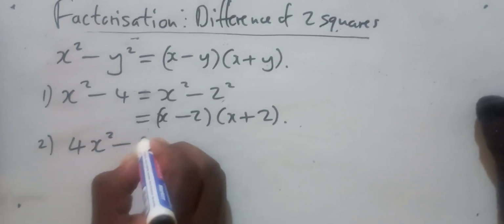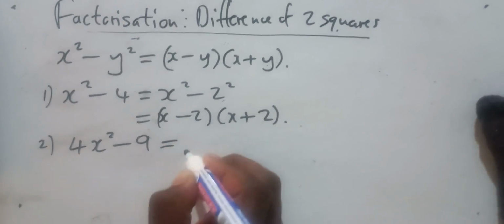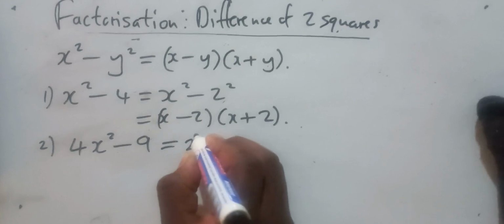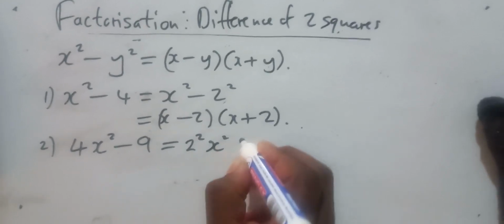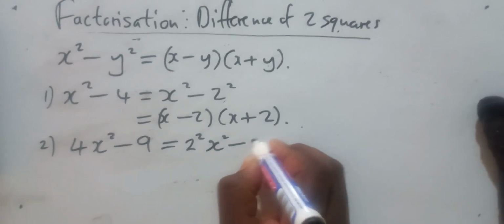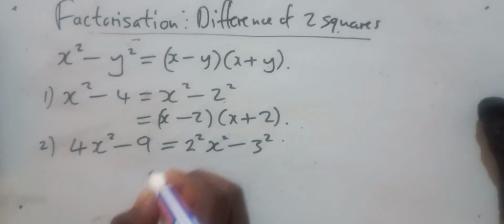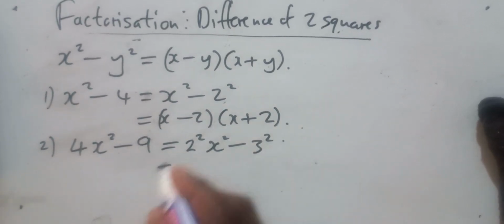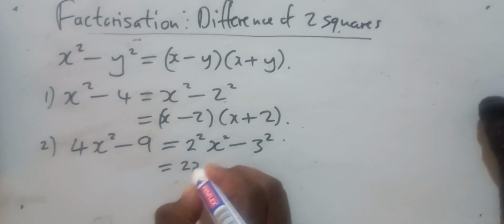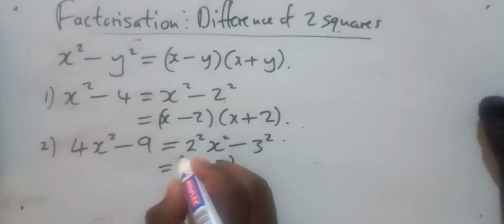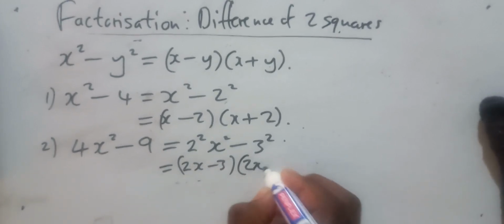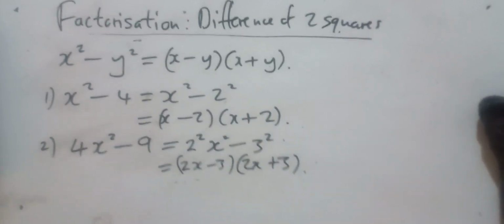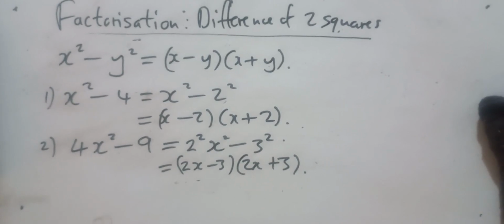As a second example, we can look at 4x squared minus 9. You can see that this is 2 squared x squared minus 3 squared. Again, this is the difference of 2 squares, which means if we are to factorize, this becomes 2x minus 3 times 2x plus 3.